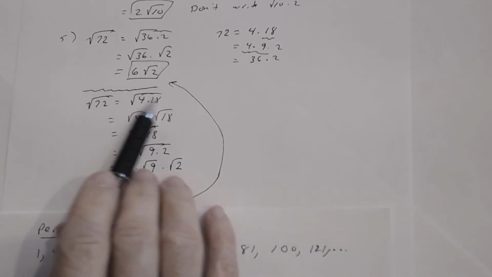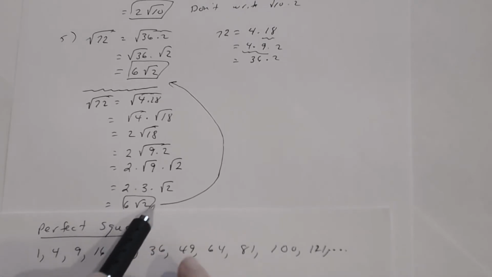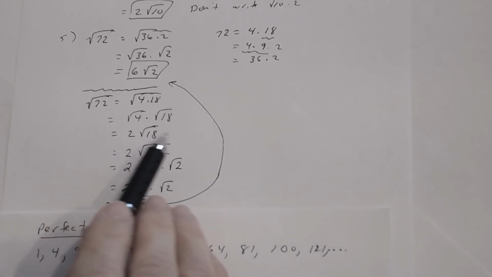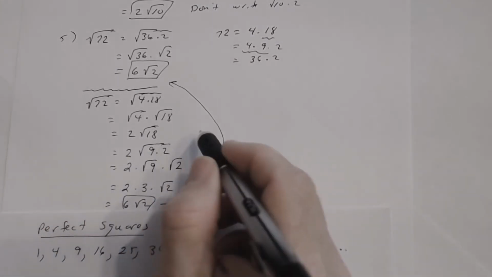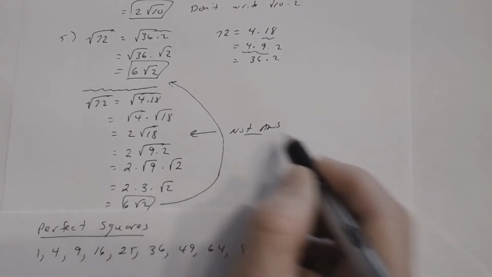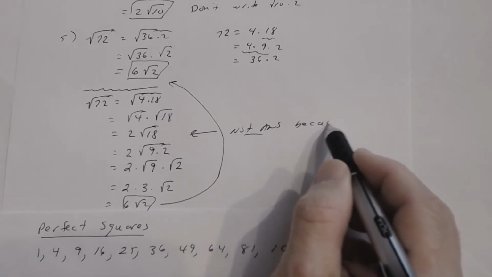If you just go through this process, look how many steps you have to go through before you end up with the square root of 72 simplified. This is simplified. This is not the answer. Why is this not the answer? It's not the answer because it is not simplified.